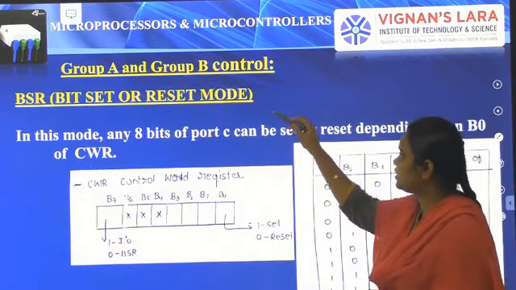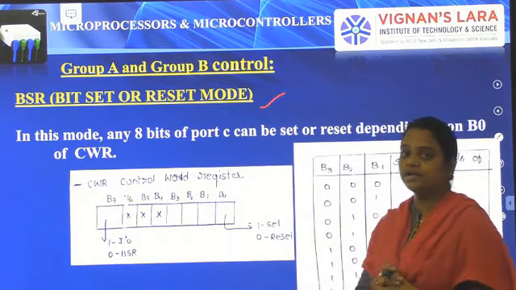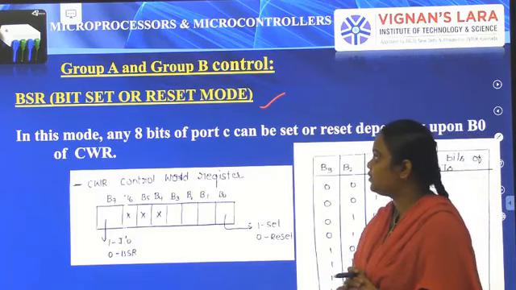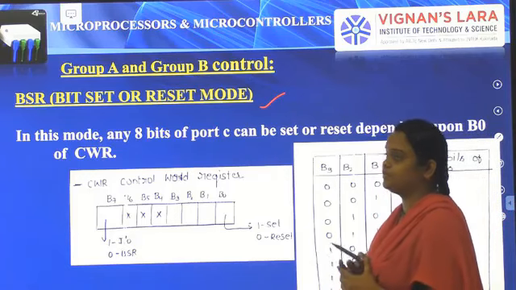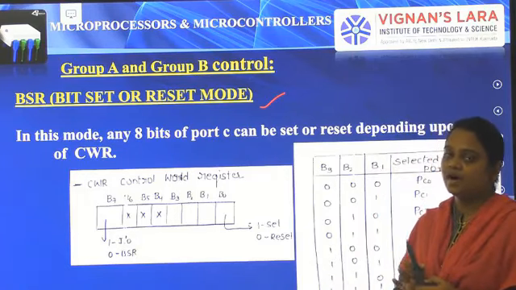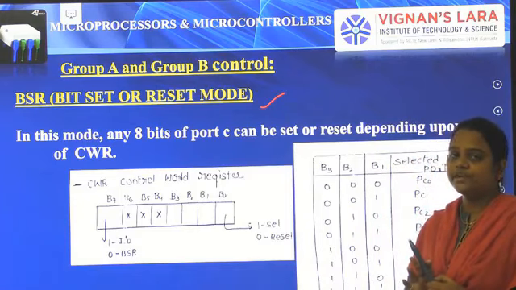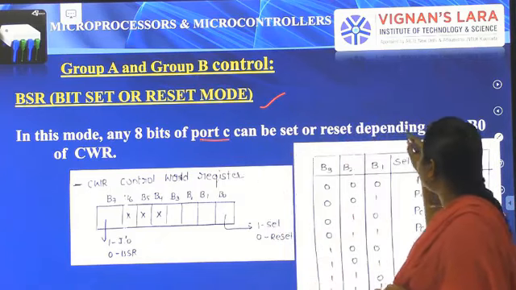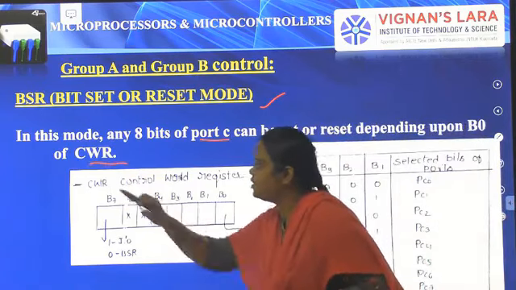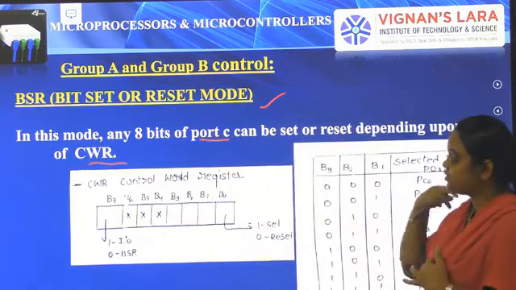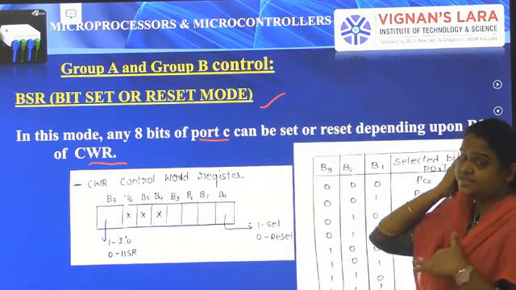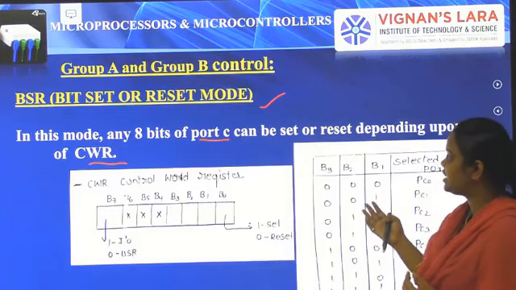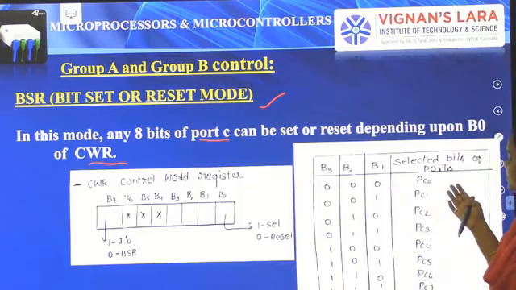Coming to the bit set/reset mode, which is another mode in the 8255 programmable peripheral interface. Bit set or reset means a bit will be on or off. In this mode, any of the 8 bits of port C can be set or reset depending upon the control word register. In the 8255 we have a register called the control word register, and the port C bits can be set or reset depending upon its values.